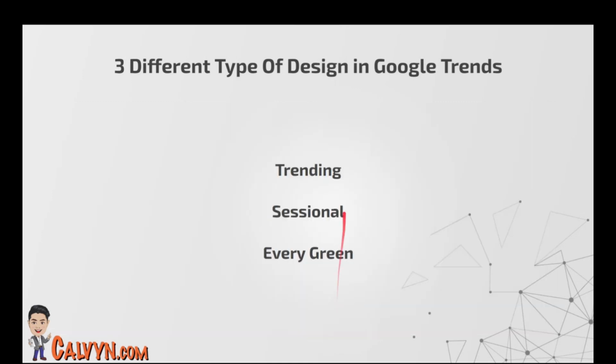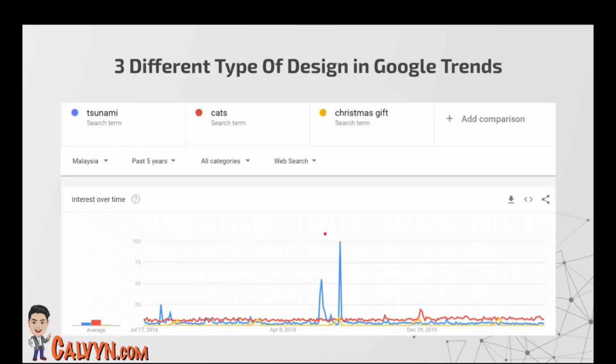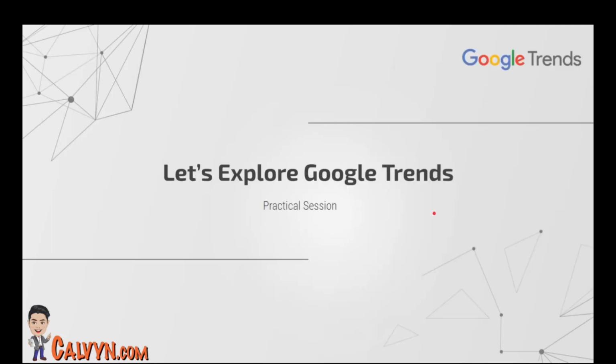Second one is the so-called seasonal. What is seasonal? Seasonal is like Christmas gifts. Every end of the year you will see it spike. So this is what we call seasonal. And the so-called evergreen is one like maybe cat food. All year long people are searching for this type of keyword, right? So it depends on whether your business is an evergreen one, a seasonal one, or a trending one, right? So let's explore Google Trends.